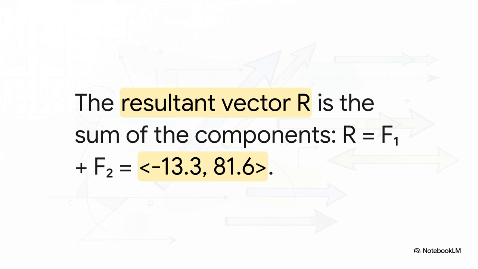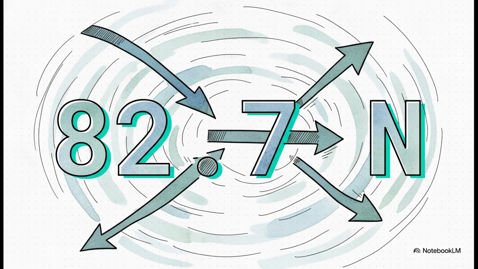And look at that. The second we have the components, we're right back in our comfort zone. The problem becomes easy again. We just add the x's together and add the y's together. And our combined, or resultant, force ends up being (-13.3, 81.6). But what does that actually mean? Well, we can convert those components back into a single magnitude. And here's the amazing part. Even though we had a 50 Newton force and an 80 Newton force, their combined strength isn't 130. It's only about 82.7 newtons. That's the actual force you would measure.